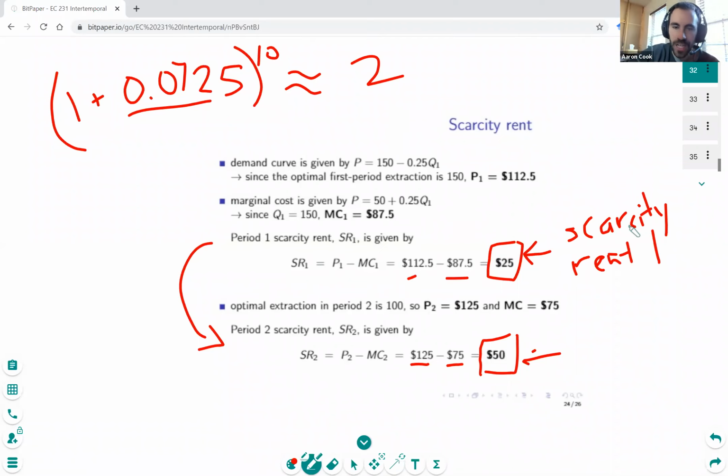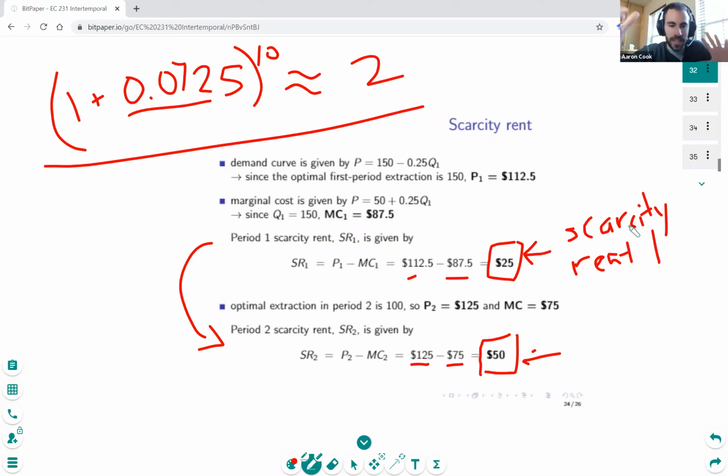So notice that the scarcity rent associated with the optimal allocation of copper between period 1 and period 2 doubled, from 25 to 50, which was exactly the rate at which their money would grow. If you had cash today and you invested it at 7.25% annually for 10 years, your money would double as well.